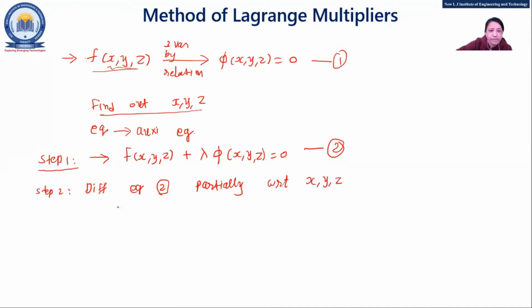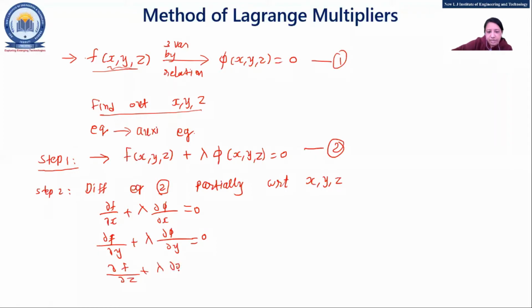So you will have del f by del x plus lambda, as it is, del phi by del x equal to 0. Again, del f by del y plus lambda del phi by del y equal to 0. And the third one is del f by del z plus lambda del phi by del z equal to 0. So if you partially differentiate equation 2 with respect to x, y, z, you will have equations 3, 4 and 5.